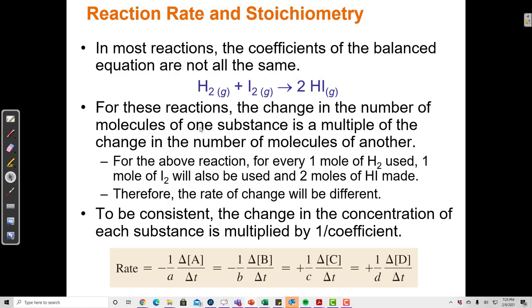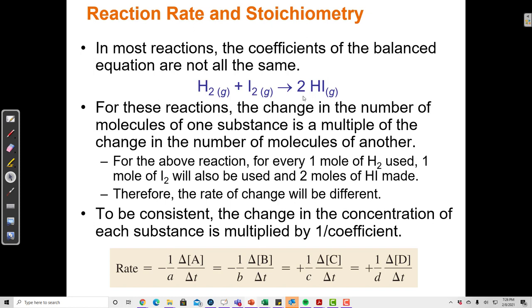So here's an example of a reaction. H2 plus I2 makes 2HI. So H2 molecules are floating around and I2 molecules are floating around, and eventually they bump into one of these, and a chemical bond is made, and I make HI.